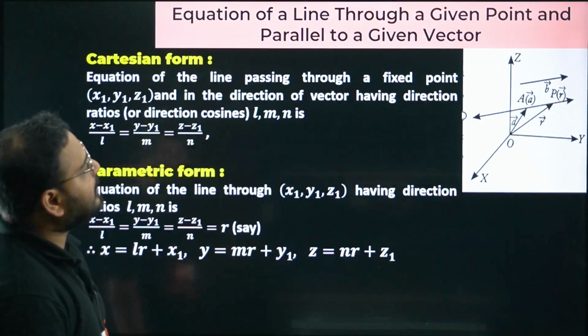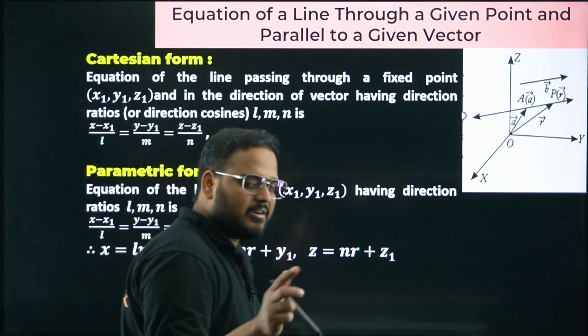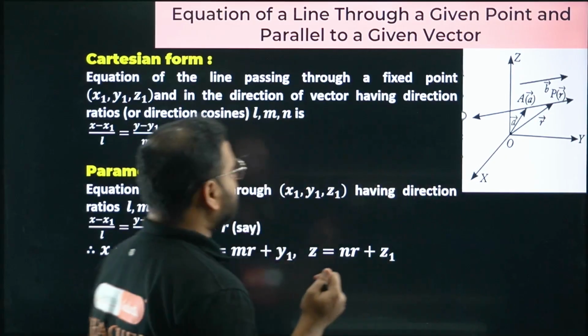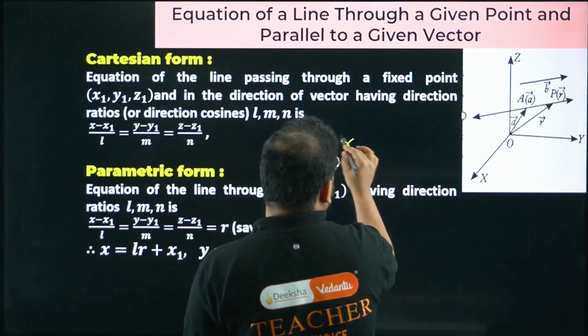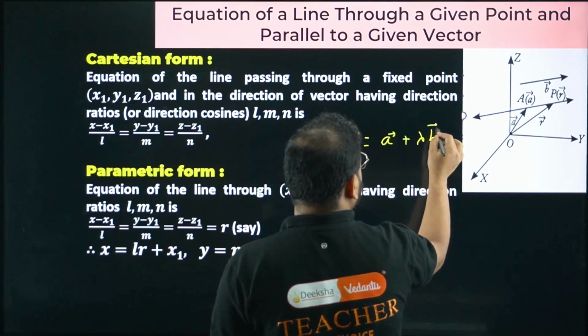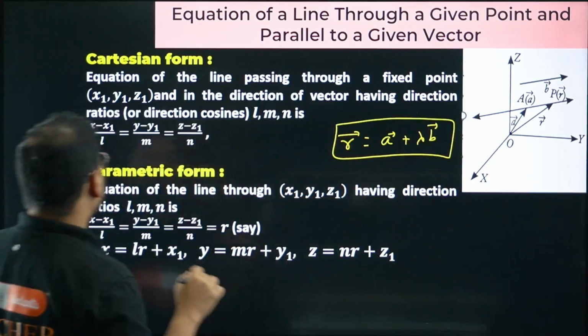Equation of a line through a given point and parallel to a given vector. Again, we have done the derivations. We have two forms. One is called the vector form, the other is called the Cartesian form. Remember the vector form, bacha? Vector form was, if you remember, r = a + λb. And in the case of Cartesian form, please check what we have.